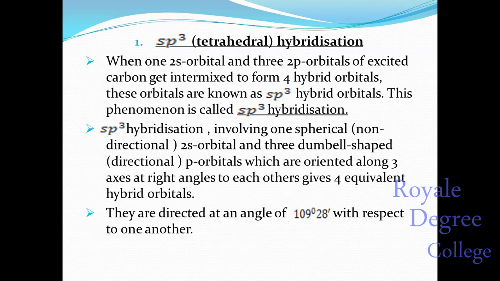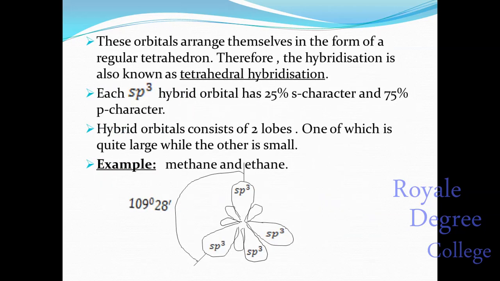They are directed at an angle of 109 degree 28 minutes with respect to one another. So these orbitals arrange themselves in the form of a regular tetrahedron. Therefore, the hybridization is also known as tetrahedral hybridization. Each sp3 hybrid orbital has 25% s character and 75% p character. Hybrid orbitals consist of 2 lobes, one of which is quite large while the other is small.